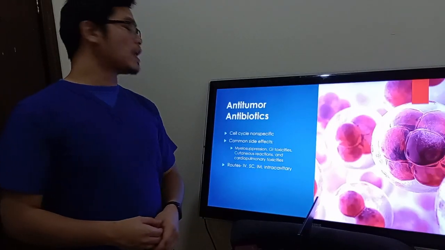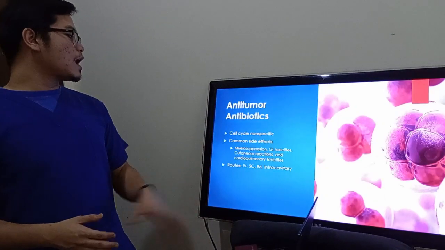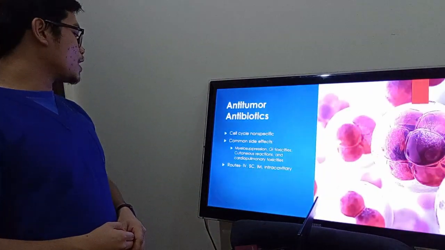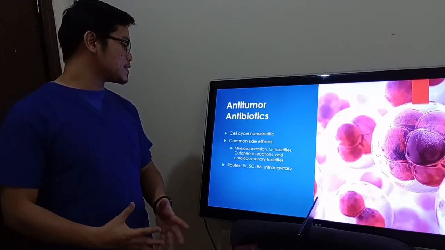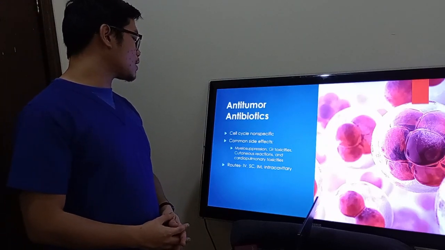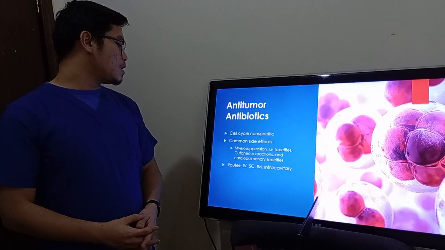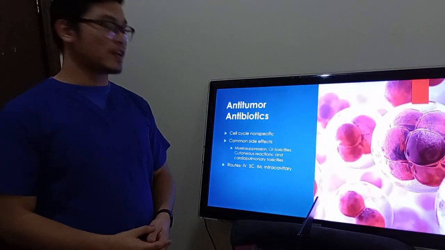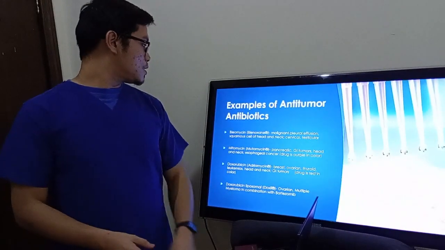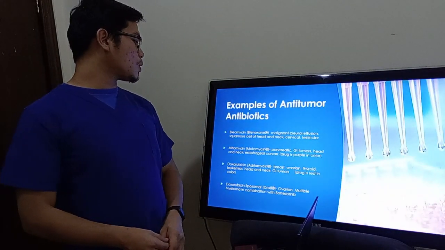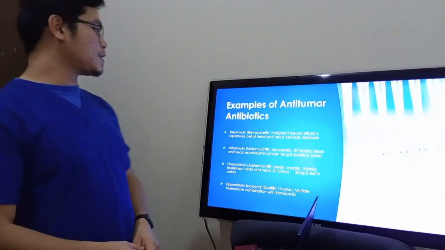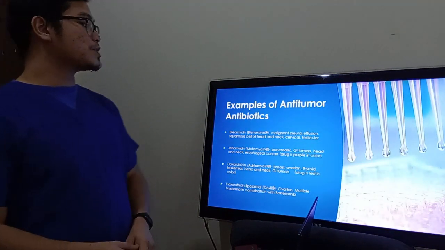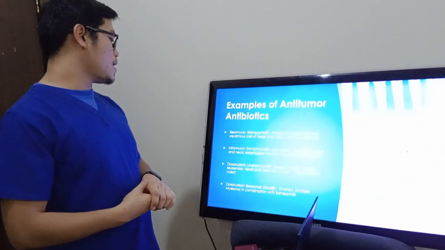For antitumor antibiotics, they are cell cycle non-specific. Common side effects are myelosuppression, GI toxicity, cutaneous reactions, and cardiopulmonary toxicity. The route can be intravenous, subcutaneous, intramuscular, and intracavitary. An example of an antitumor antibiotic is bleomycin. It can be used for malignant pleural effusions, squamous cell cancers of the head and neck, and cervical and testicular cancer.